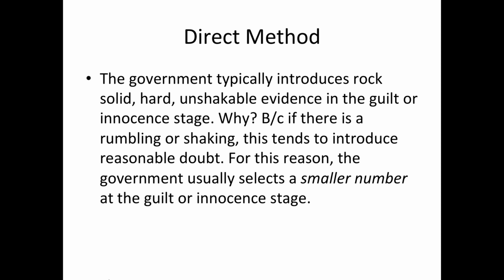And just to put the meat on the bones of this, the reason why the government wants to introduce the hard, unshakable evidence is because if there is a rumbling or a shaking, this tends to introduce reasonable doubt. And for this reason, the government usually selects a smaller number at the guilt or innocence stage. We have this theory under the law, false in one, false in all. And this kind of piggybacks on what we're talking about here as to why the government wants unshakable evidence in the form of the tax loss number.